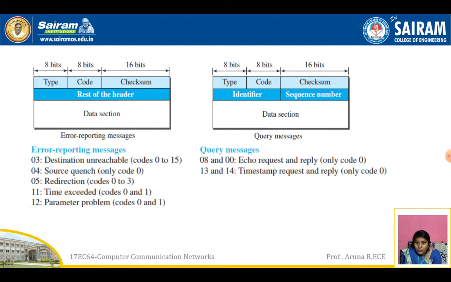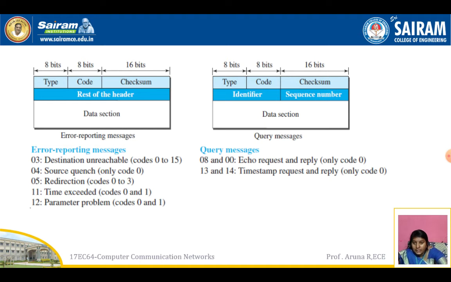Source quench, that is, it does not know where the source is, and some issues are going on in that one. 05 is redirection, 11 is for time exceeded, and 12 is the parameter problem. In query messages you can see 08 and 00 are echo request and reply, and 13 and 14 are timestamp request and reply only. These are for the query messages. This will be there in the data section of your messages.